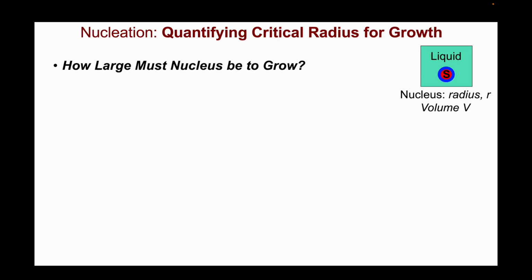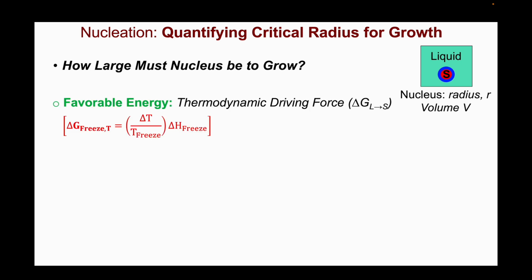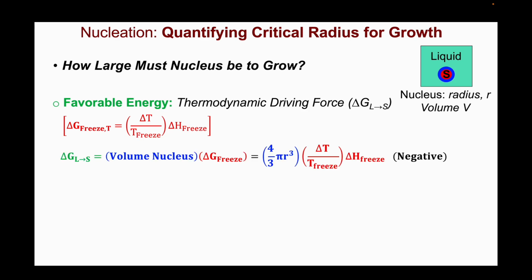Well, to figure out the size required for growth, we need to consider the favourable and unfavourable energies that are involved. The favourable energy is the thermodynamic driving force for forming the solid, delta G freeze, which we described previously. If we multiply this by the volume of the nucleus, assuming a sphere, this is 4/3 pi r cubed, then we can calculate the lowering of G that results from the formation of a solid nucleus with radius r, and that's shown.